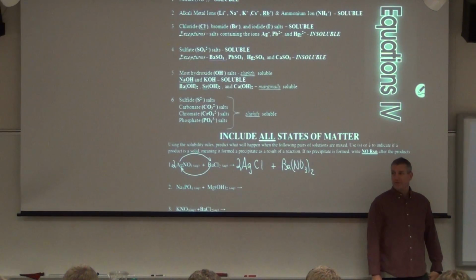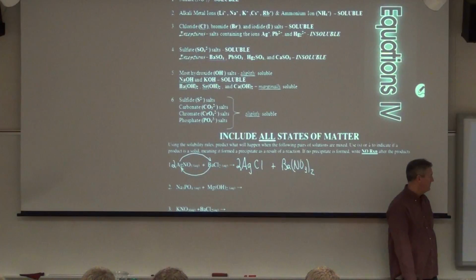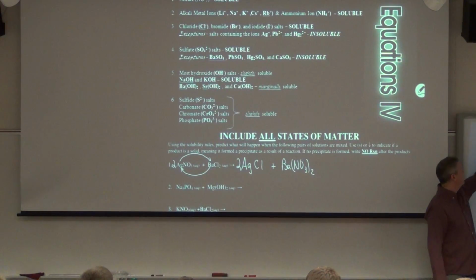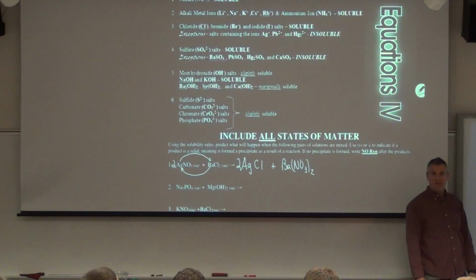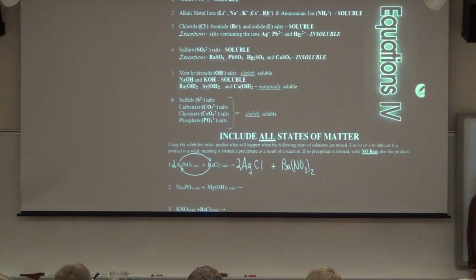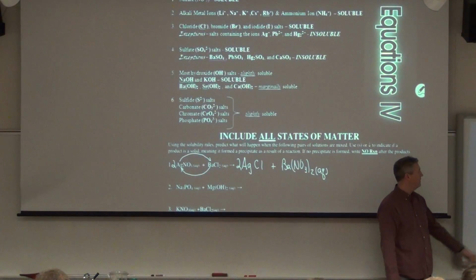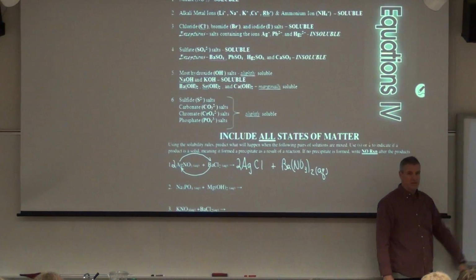So now we check our rules of solubility. Anything happening here? Let's start with nitrate. Nitrates are soluble. When? Always. We don't have to look any further. Because nitrates are always soluble, we don't have to look for anything that deals with barium.